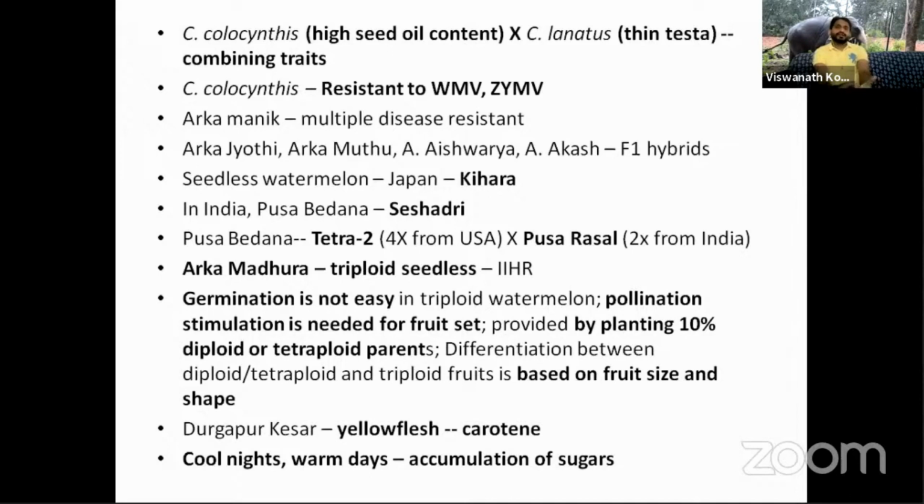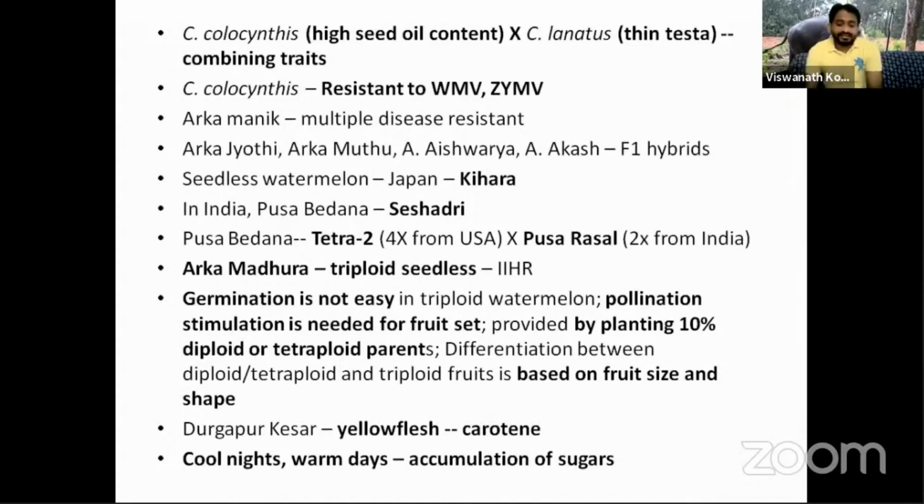By crossing a tetraploid and a diploid. So Pusa Bedana was developed by crossing Tetra 2, that is a tetraploid line, 4x line from USA, and Pusa Rasal, a 2x from India. So the resultant is a triploid. And there is another triploid seedless variety developed by IIHR, that is Arka Madhura. But the problem with triploids is that germination is not easy. We cannot sow them directly in the field. First, we have to sow them in plug trays in the polyhouse, and after germination only we transplant them to the main field.